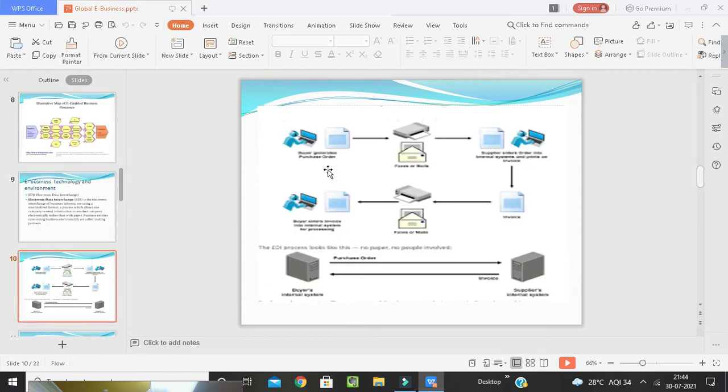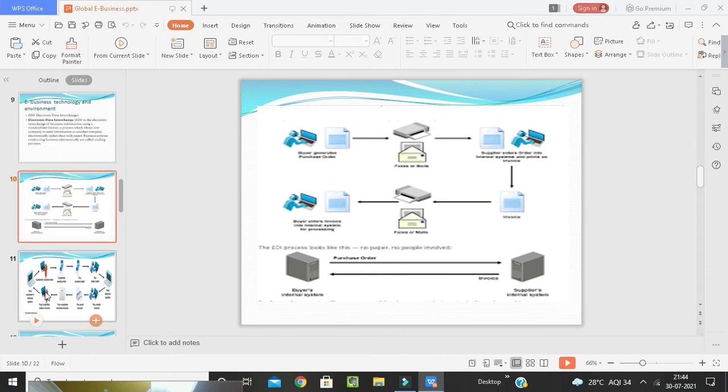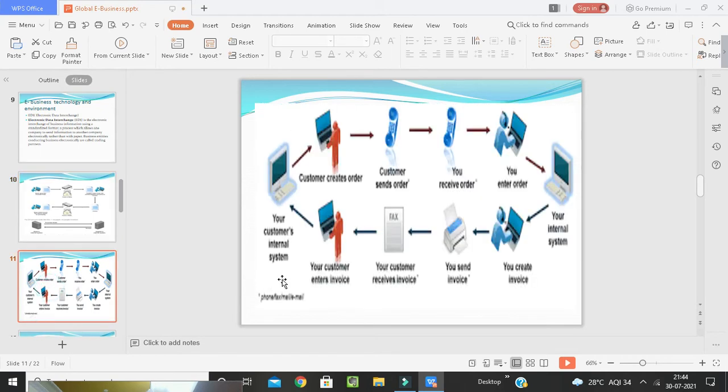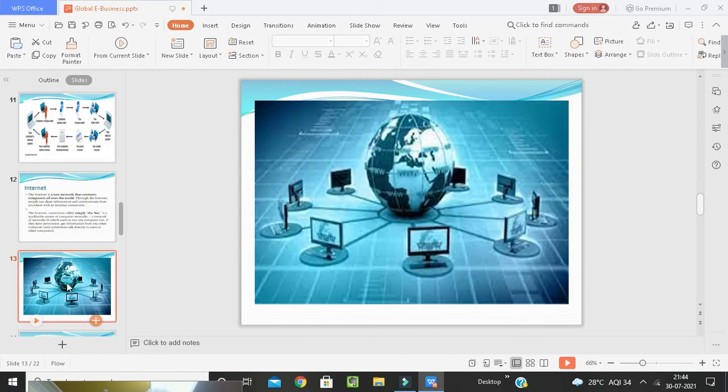This also you can see that the online transaction is taking place, how it goes to and fro, and how the information is gathered. Not only that, you can see on the screen how the customer creates an order and how your internal system is working. All of it is like a chain. You can see on the screen how it is working.